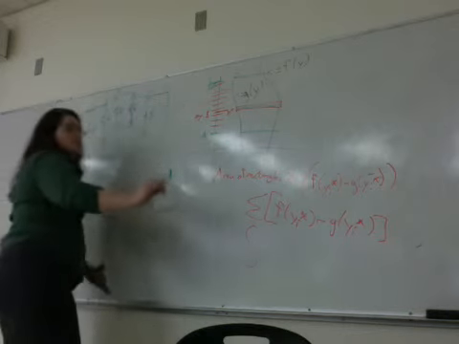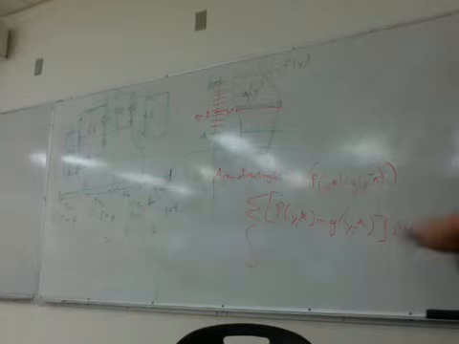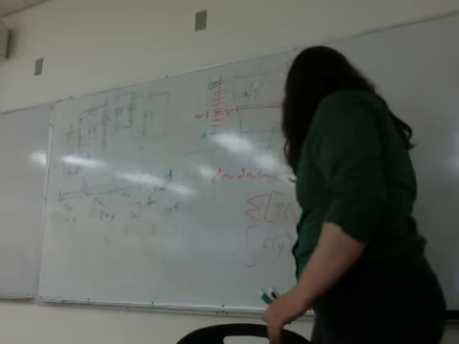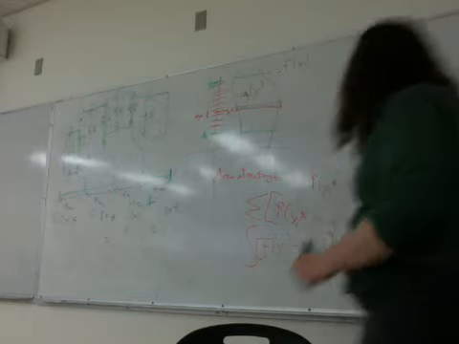Times delta y. Or we can turn it into an integral. As an integral, it's going to be f of y minus g of y dy.